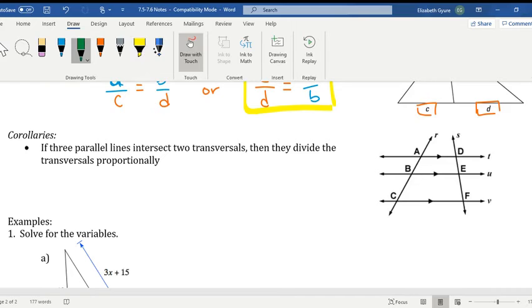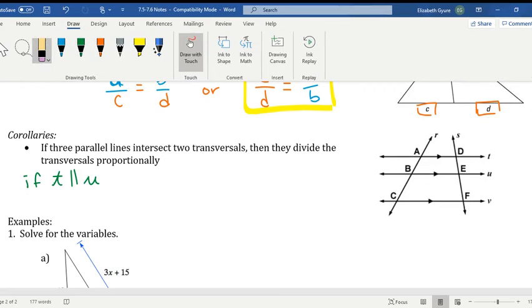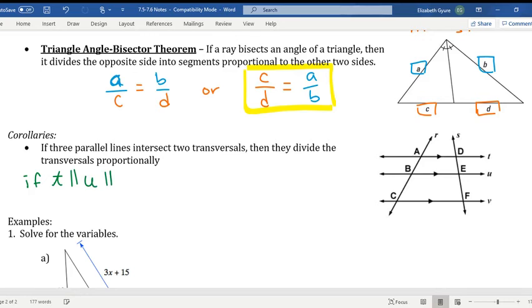So what we would say on something like this is, if line T is parallel to line U, that doesn't really look like U, it's parallel to line U is parallel to line V, then the ratio of AB to BC would equal the ratio of DE to EF. So your parts get split up proportionally.